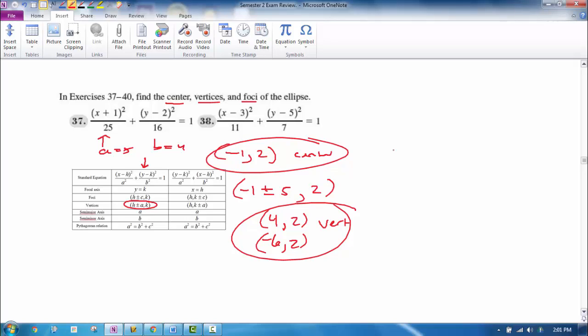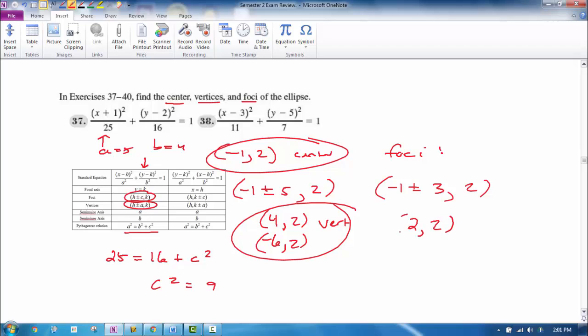And the last thing we need to find is the foci. So those are right here. h, which is -1, plus or minus c, which we need to find, comma 2. Now to find c, we're going to use the Pythagorean relation again. a squared is 25 equals b squared is 16 plus c squared. So once again we get c squared equals 9, so c equals 3. So here's our foci, -1 plus 3, which is 2, comma 2, and -1 minus 3, which is -4, comma 2.